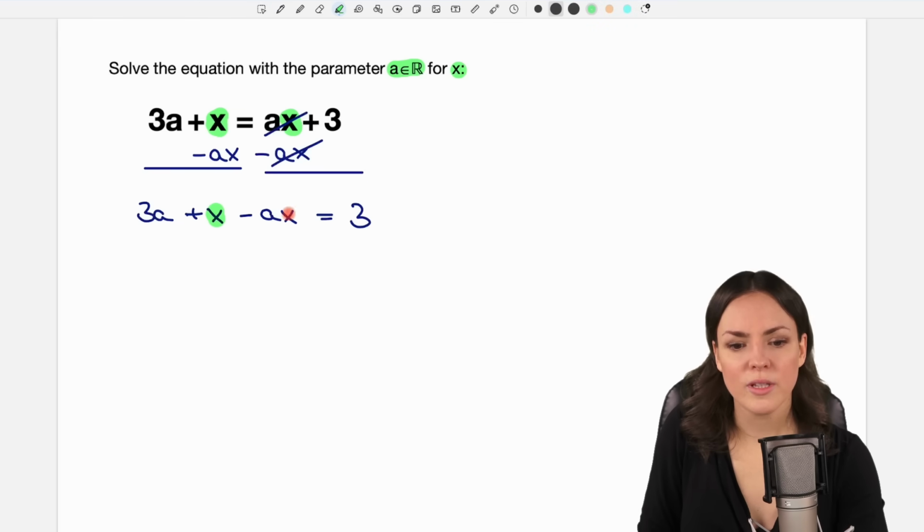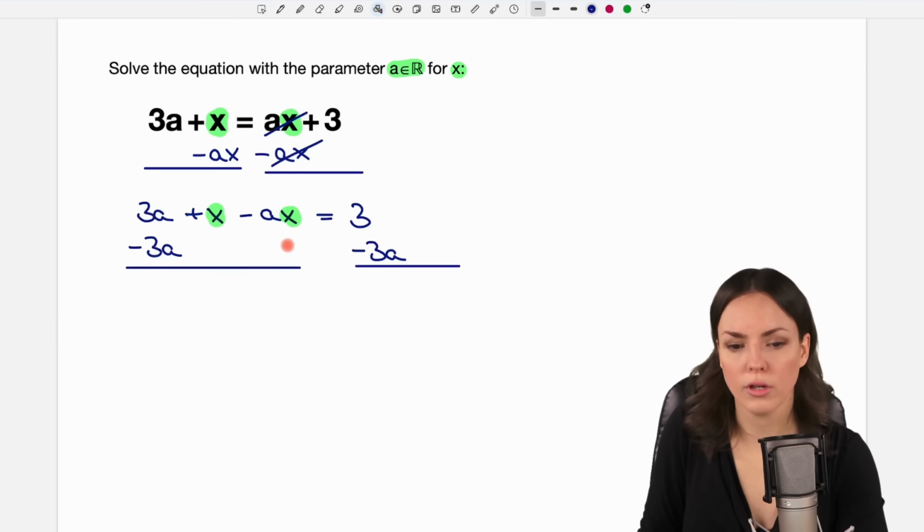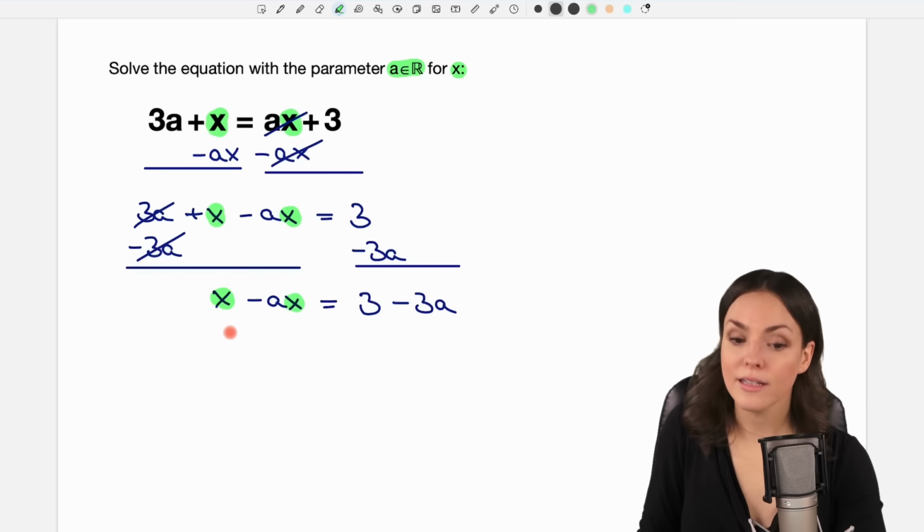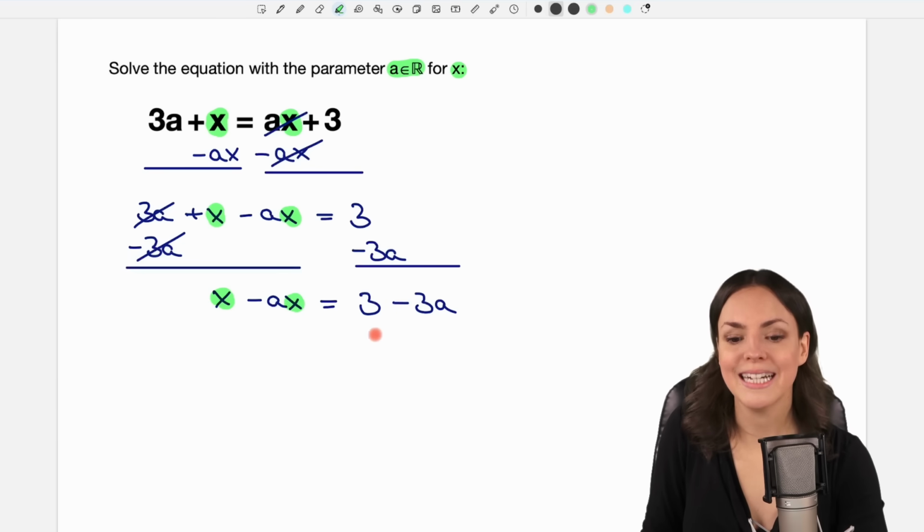Now we have here something with an x, here something with an x, but this thing doesn't have an x, so let's bring it to the other side by subtracting the 3a on both sides of the equation. We can do that. A is in here, but we just subtract it. It's fine. So 3a minus 3a cancels out. Then we have x minus ax, and on the other side we had the 3 and subtract the 3a. Now we have everything that has an x on the left side, everything that doesn't have an x on the other side.